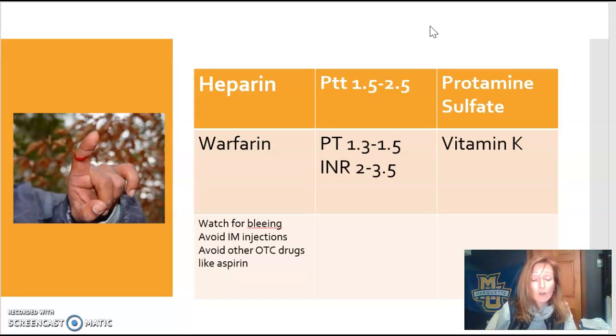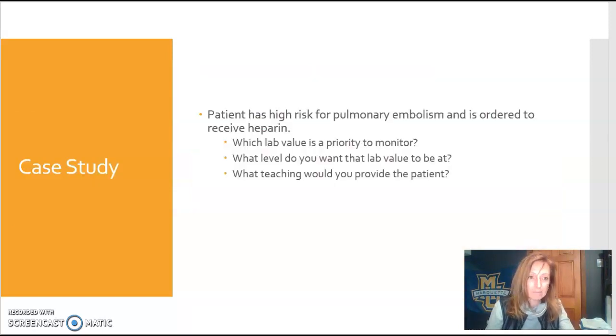You're avoiding other over-the-counter drugs, such as aspirin, which could increase the chances of bleeding. All very important. You are also avoiding intramuscular injections. You're not going to purposely give them an injury when we're prolonging their bleeding time.